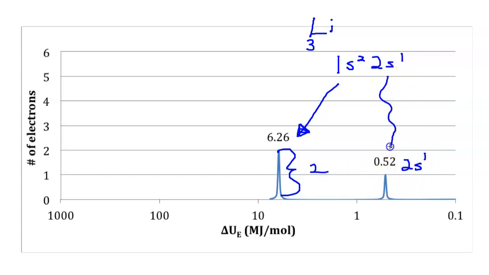Notice the 2s1 is more unstable. It's farther from the nucleus. It's easier to remove, so the energy is lower for orbitals farther away. These hits here are telling me that I'm dealing with electrons that are closest, and of course, higher energy to remove.